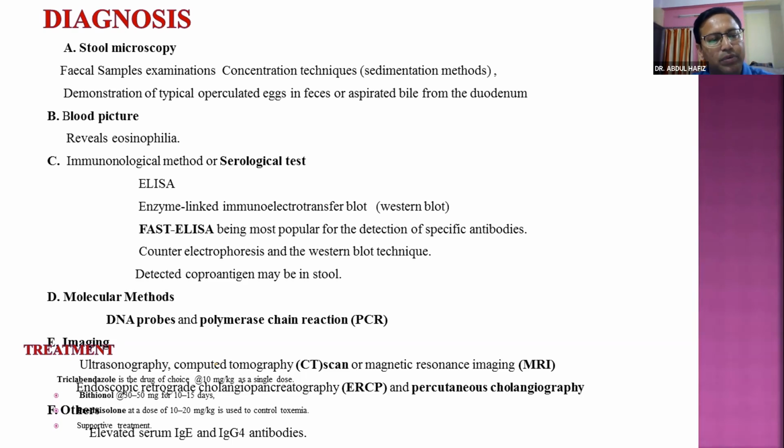That means the drug of choice for fasciolosis is triclabendazole. The dose rate is 10 milligram. Along with the triclabendazole, we have to give supportive liver tonics and other vitamins like that.